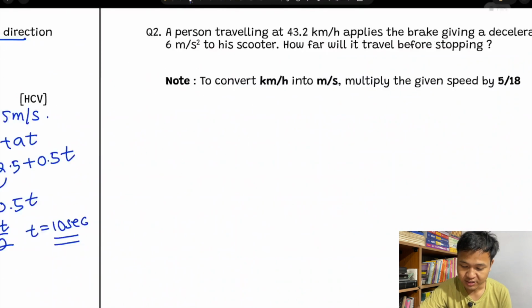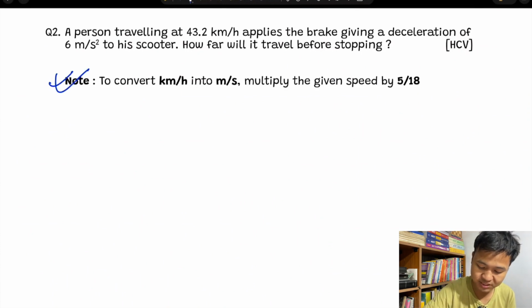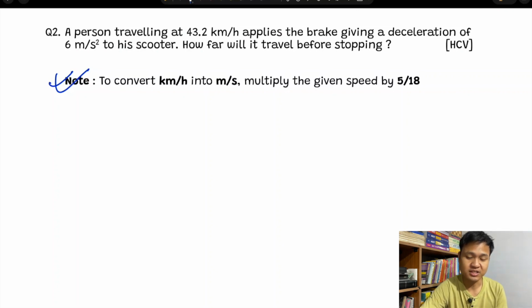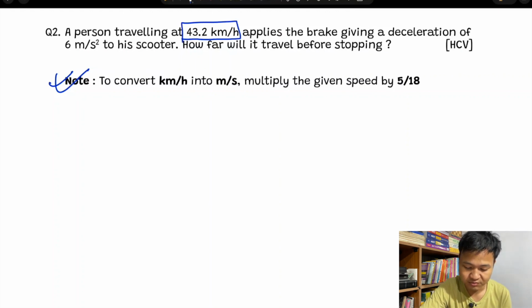Okay, moving on to the next question. I'm giving you this question just for this purpose. When a question gives meter per second or kilometer per hour, you always have to convert it. Okay, so try to convert it. So here you're given that the person is traveling with 43.2 kilometer per hour, and he applies the brake, giving a deceleration of 6 meter per second square to his scooter.